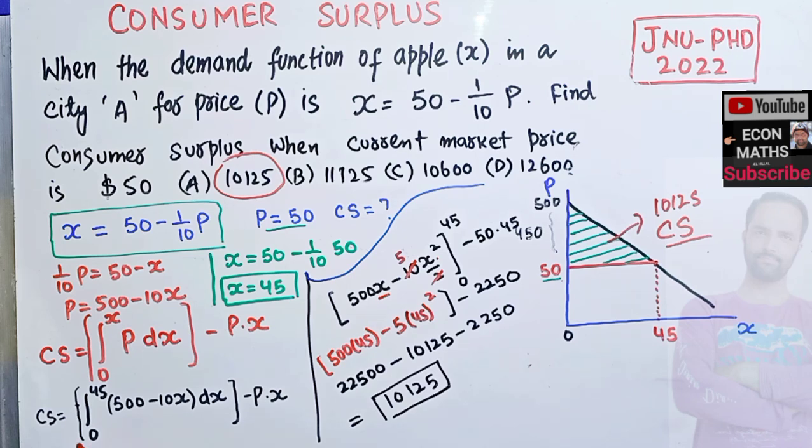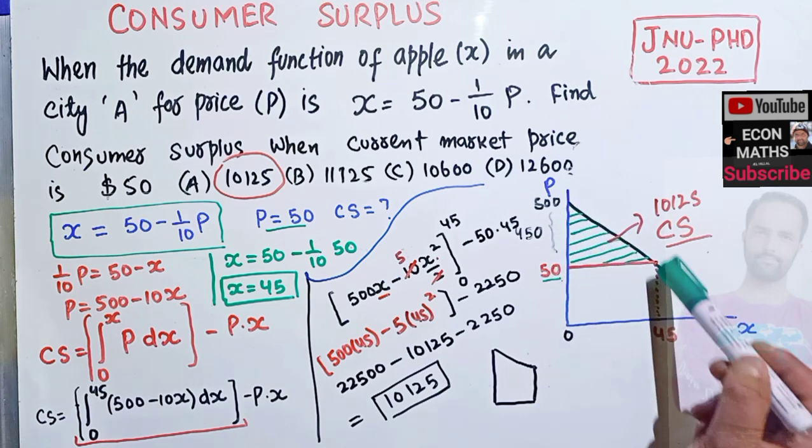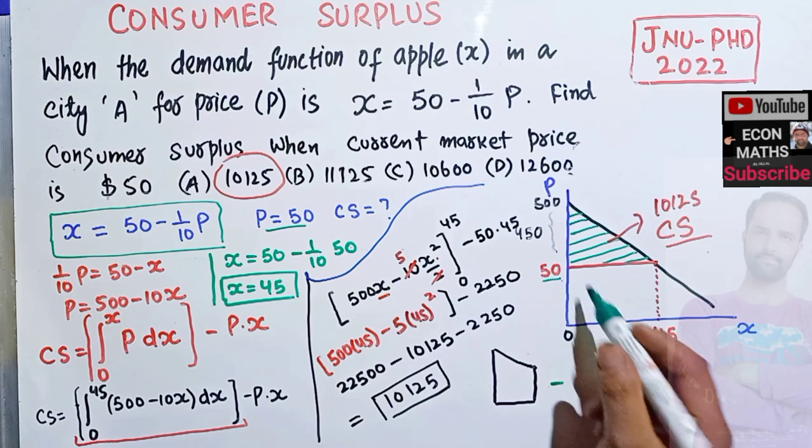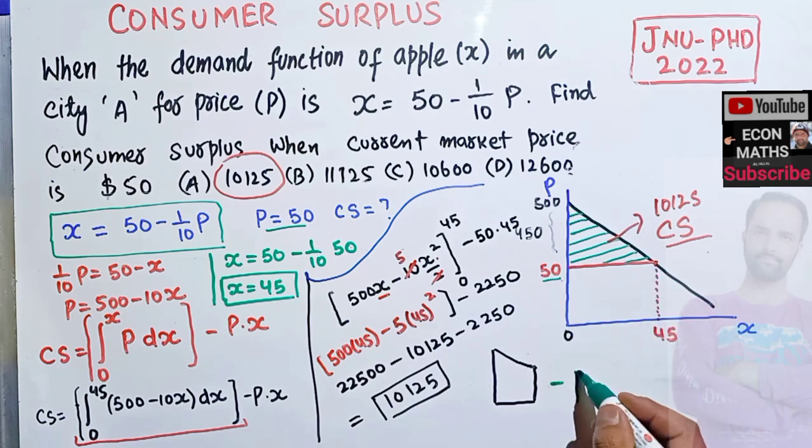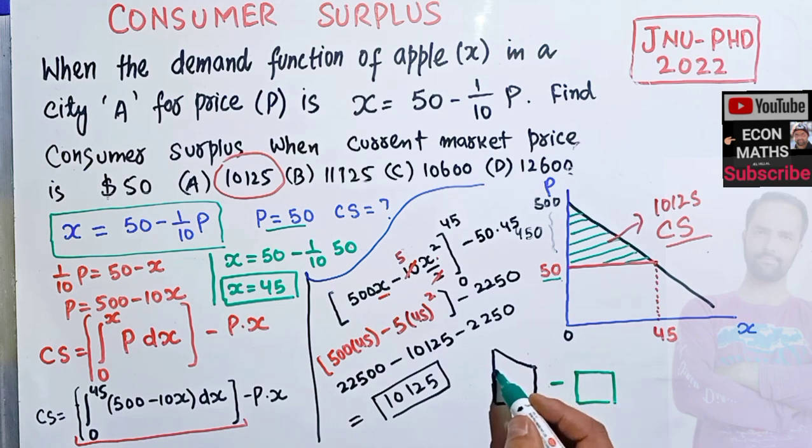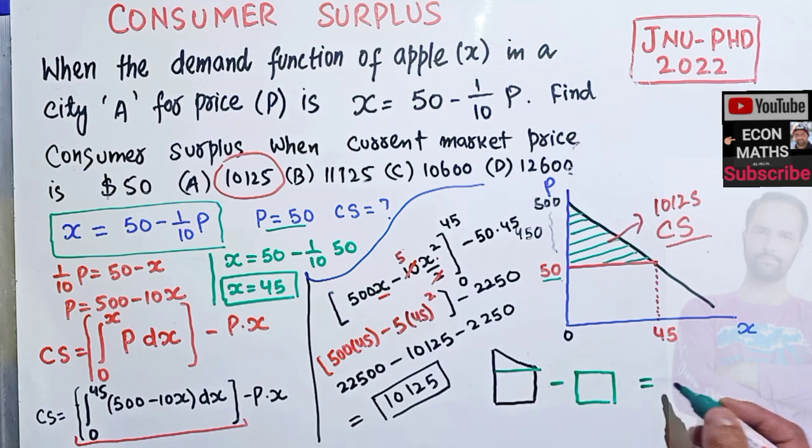Now this thing denotes the area of this whole quadrilateral. Let's explain it a little bit. Let us say we have this quadrilateral. This is the area of this whole quadrilateral. From that we subtract this total expenditure, and when we subtract we get the upper triangle as the consumer surplus.